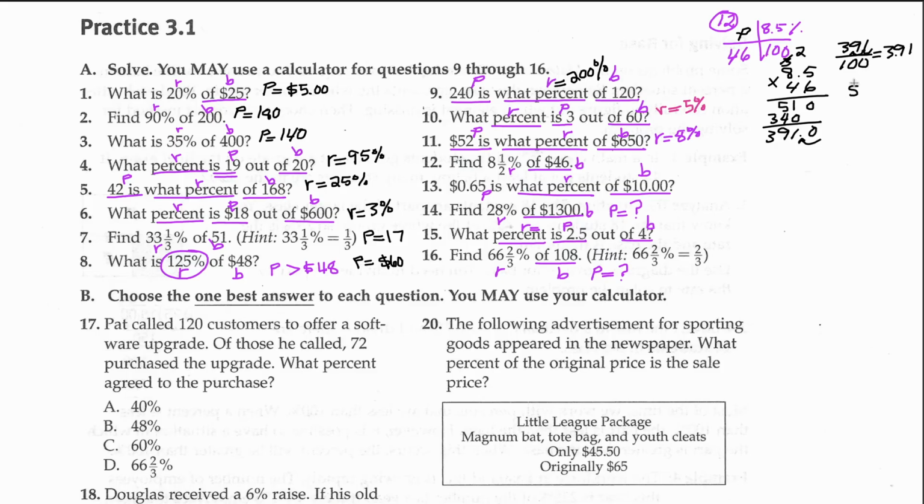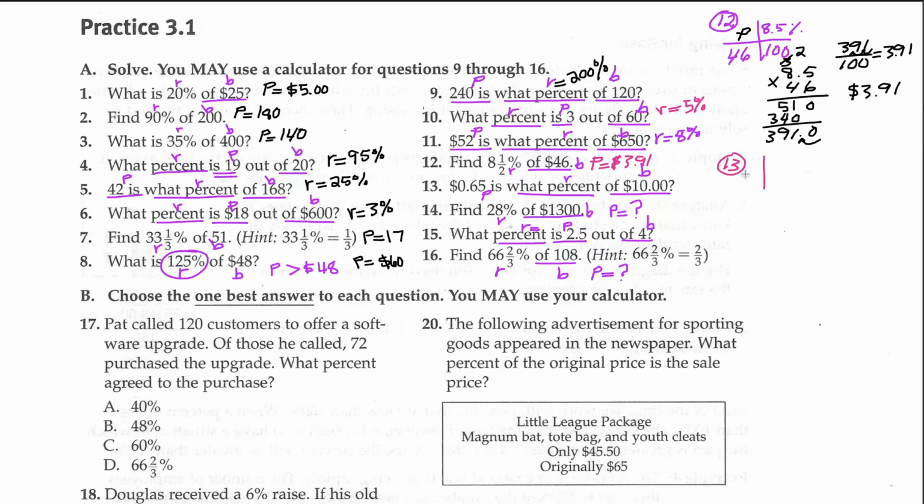Okay, so what is that 3.91? That's $3.91. That's for the 8.5%. That looks like if you go shopping for something worth $46, and what's the tax of 8.5%? So in this case, P equals $3.91. Okay. Number 13.